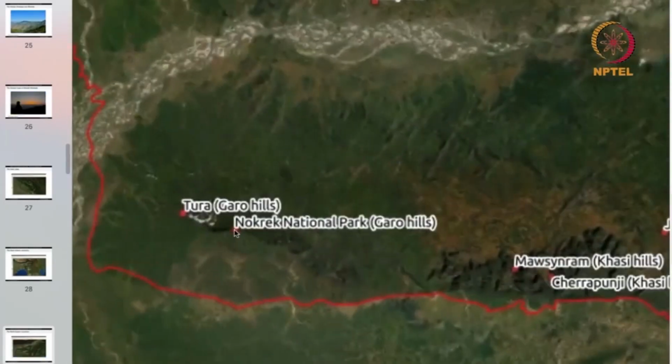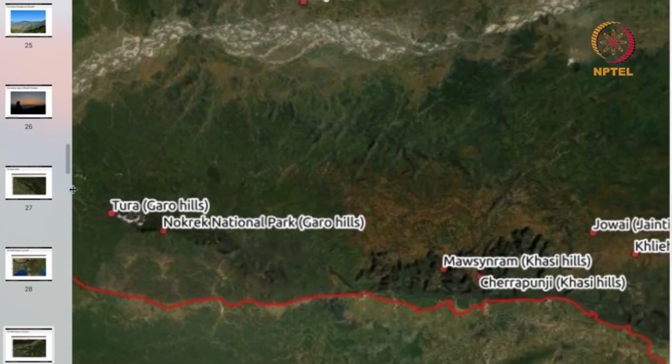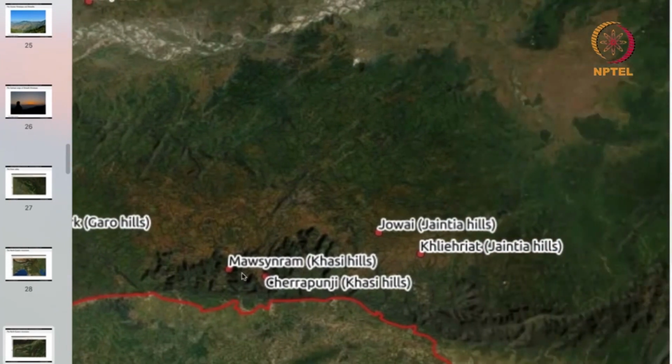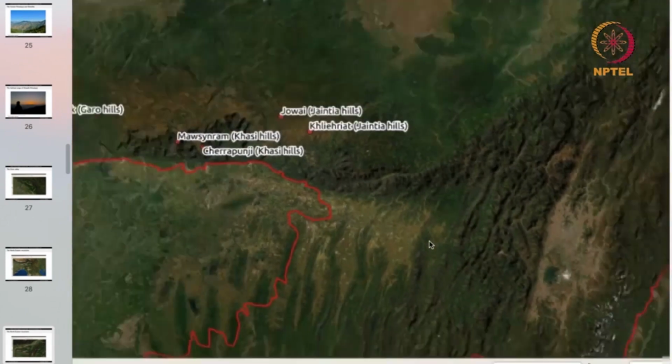Next, if we look at the Meghalaya portion, we find Garo Hills. So this is Tura, this is Nokrek National Park in Garo Hills. This is Mawsynram, which is the location that gets the highest amount of rainfall in the whole world, and this is a part of Khasi Hills. Cherrapunji, which earlier held the record, is also close by. To the east of the Khasi Hills, we have the Jaintia Hills with places like Jowai.